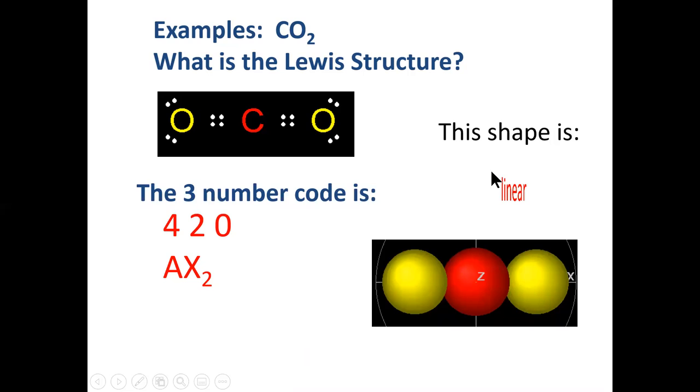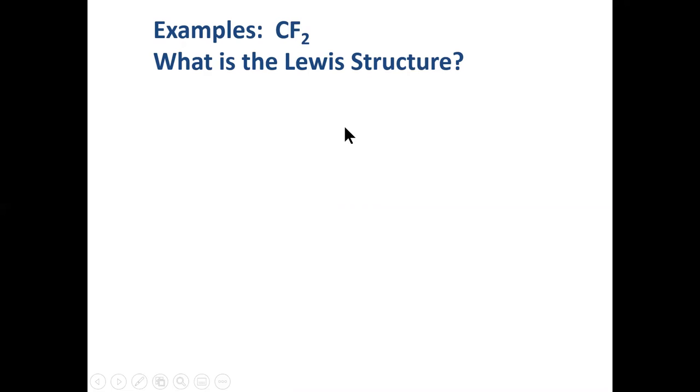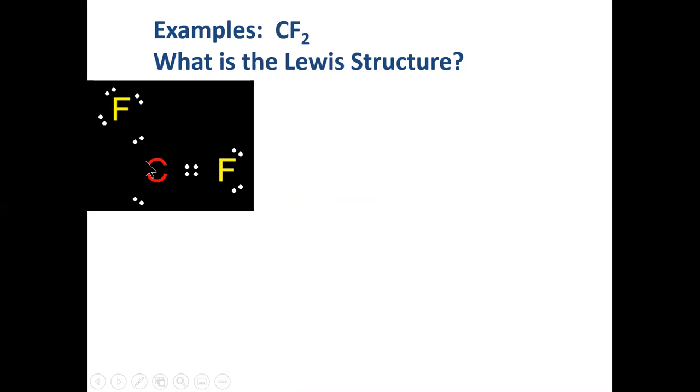So let's talk about CF2. What's the Lewis structure? Could run into some problems with this example here. CF2, well, one possible Lewis structure looks like this. But in this case, fluorine would have a positive 1 formal charge. Because fluorine supplies 7 electrons, when we apply the rules for formal charge, we get 7, take away 4, take away 2, a 1 plus charge. Can fluorine ever have a positive 1 formal charge? No, it's way too electronegative for that.